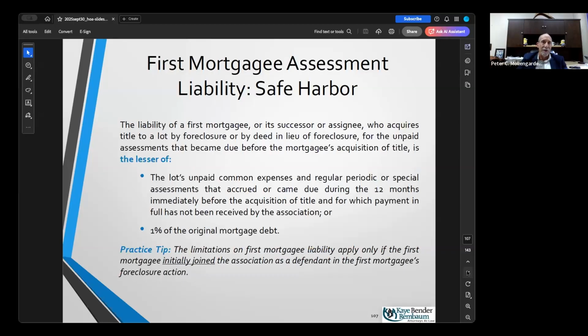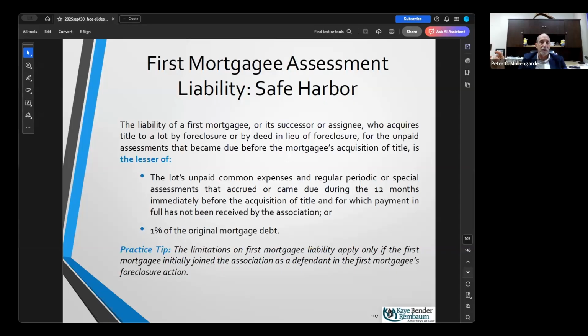They have a limited assessment liability when they foreclose and take title. So what the law provides is the liability of a first mortgagee or its successor or assignee who acquires a lot by foreclosure or by deed in lieu of foreclosure for unpaid assessments that became due before the mortgagee acquired title. It's limited. So if a bank lender forecloses on a delinquent owner and the lender takes title because no one buys it at foreclosure, that lender is under what they call a safe harbor.